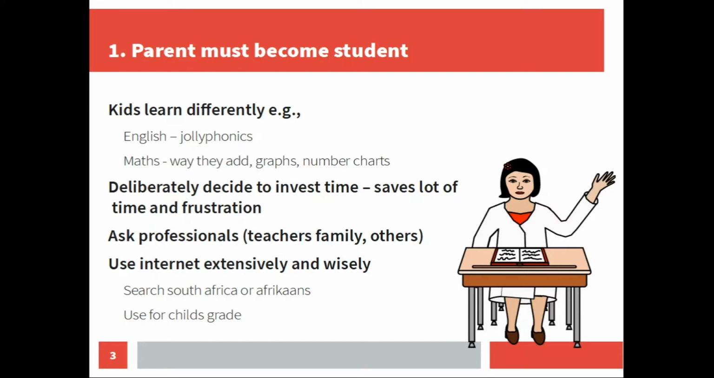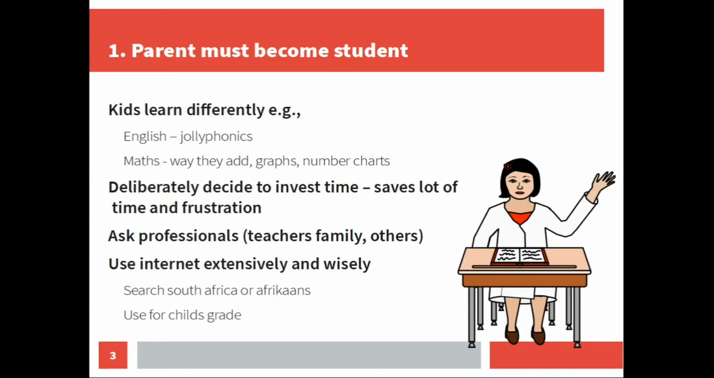You as a parent must decide to invest your time. It must be a deliberate decision, because it will save you a lot of time and frustration. Learning to do the thing the correct way means that the way the child learns at school and the way you present it at home will correlate and be the same. It will also mean that the child will learn more easily and it will be a more enjoyable experience. Now, how do you learn? Ask professionals. Maybe you have family members, maybe you have other friends. Go to the teacher and ask, how do you do this? We are not teachers. We are forced into this situation. Make the best of it.